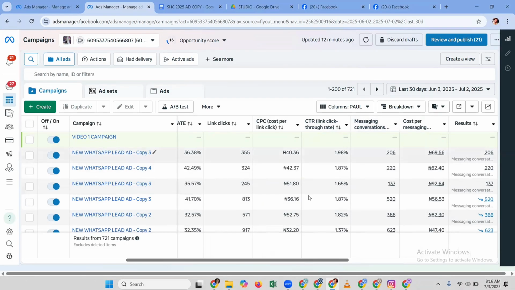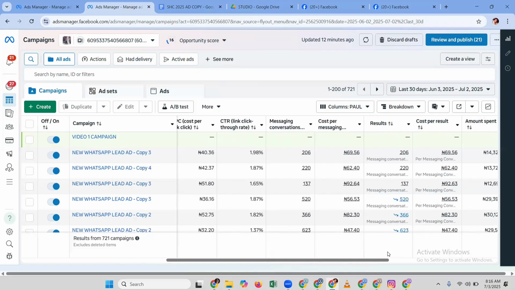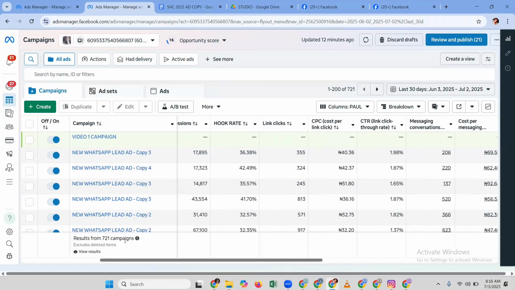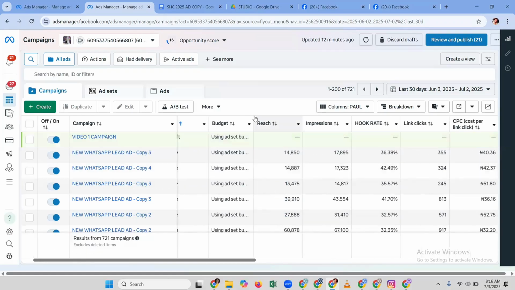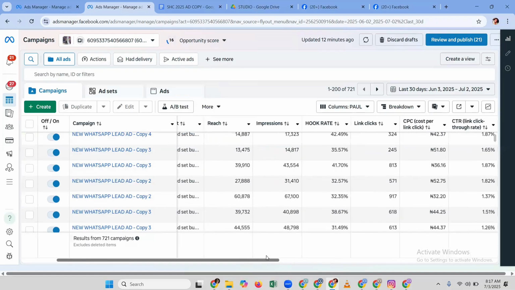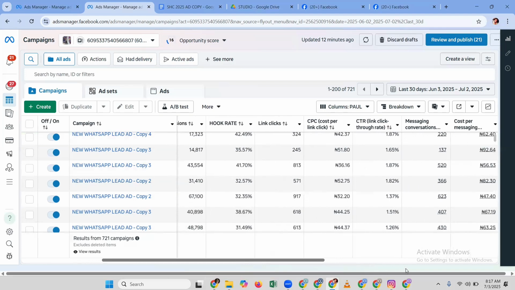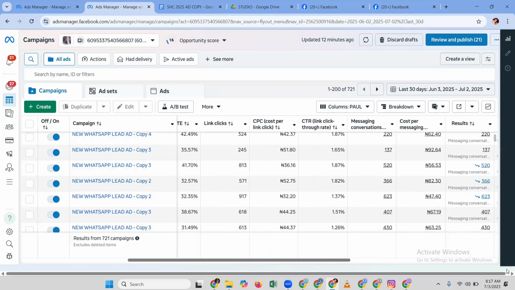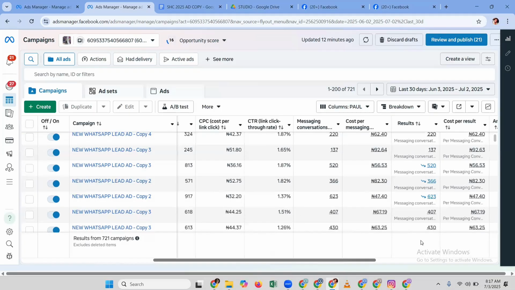I'm now going to talk about the secondary metrics, which are not so important. When it comes to secondary metrics, I like to look at how many people my adverts have reached. So that is the reach here. Then I look at impressions. You can see some of these adverts have reached 14,000 people, 39,000 people, 27,000 people. This one has reached 60,000 people. I've been running this ad for quite some time now. So I look at the reach, I look at the impressions. This is where I look at the frequency. Remember, it's already in secondary metrics. This is where I look at the frequency.